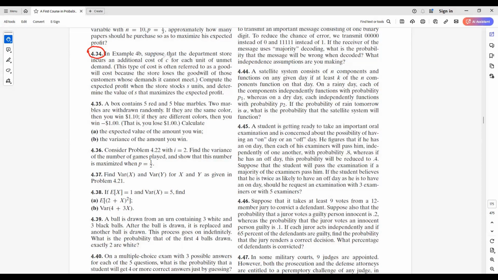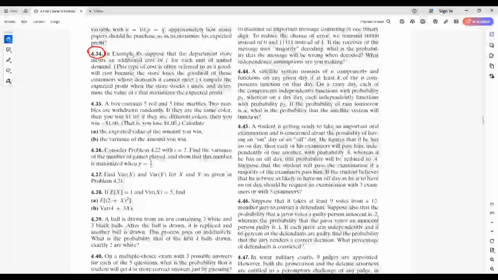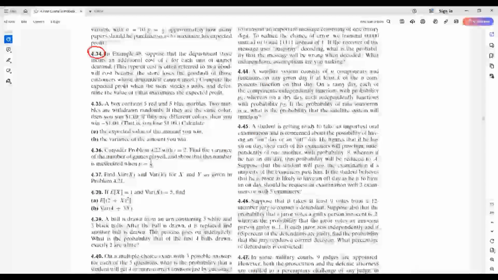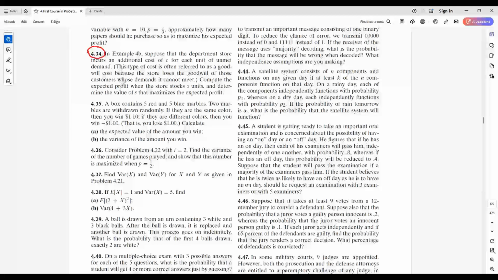Now, suppose that the department store incurs an additional cost of C for each unit of unmet demand. Compute the expected profit when the store stocks S units and determine the value of S that maximizes the expected profit.